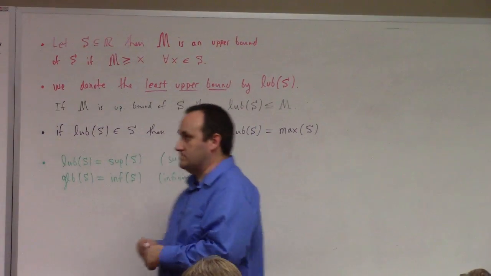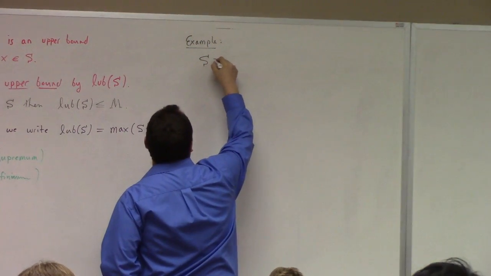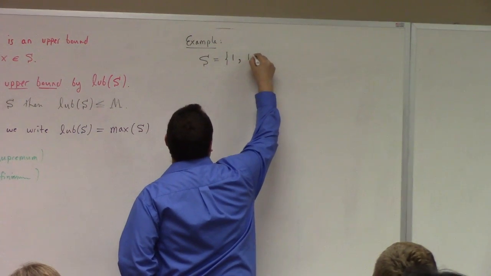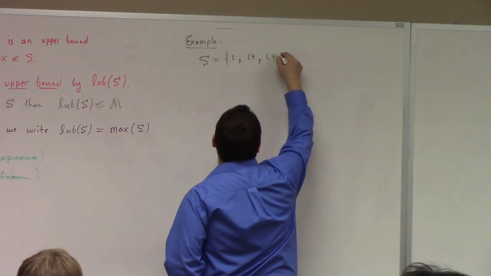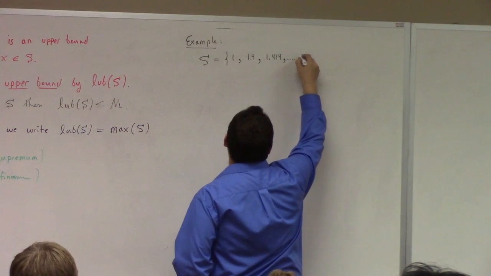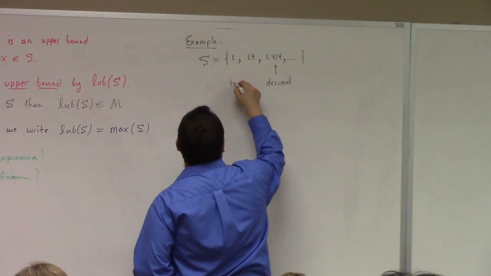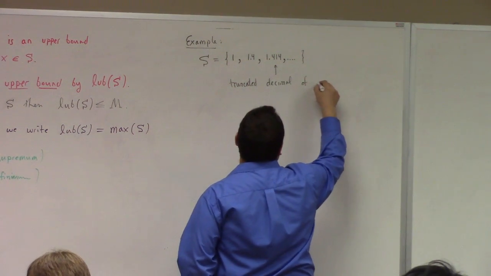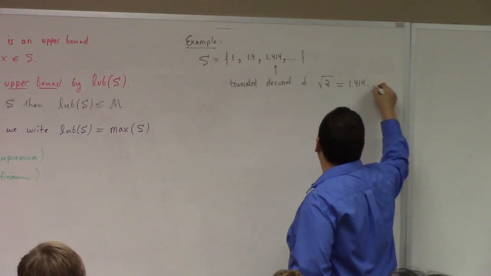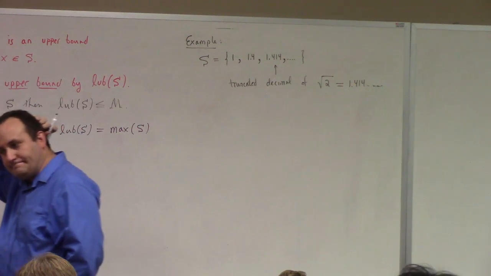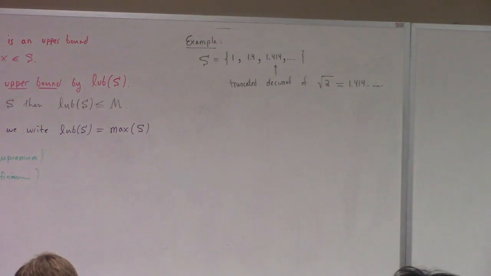Let me show you an example. Let's look at the set S, which is defined to be 1, 1.1, 1.4, 1.41, 1.414, and so forth and so on. Here, these are the truncated decimals of what? The square root of 2, right? The square root of 2 is 1.414 and so on. It's not repeating. You could prove that if it was repeating, that would make the square root of 2 a rational number, which is impossible. That you could also prove.